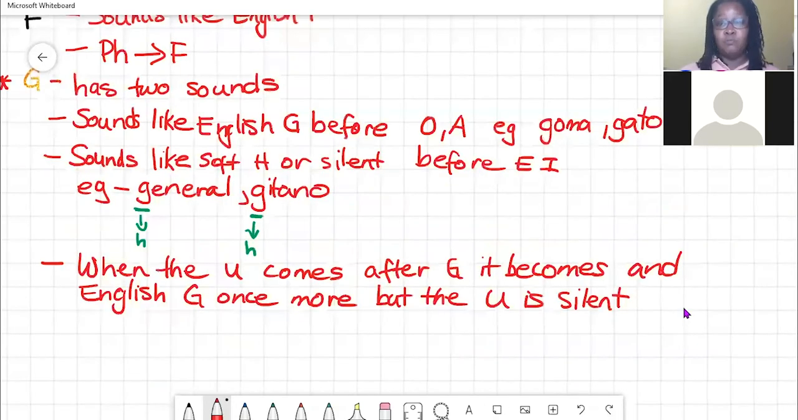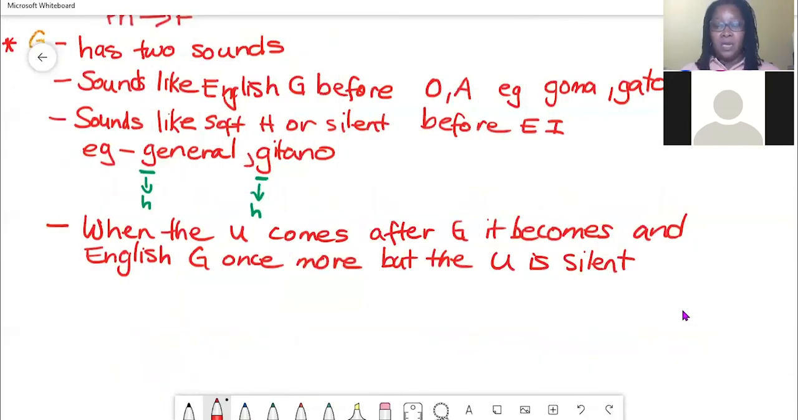So the U, I must point out, has to come between those two letters that G tends to be knocking heads with. So it has to come between the G and the E, or the G and the I. And so we have a word like yege. So you see the U coming in between the G and the E right there. And the G again is going to be sounding like a regular G. Yege. Yege. And so that takes care of the letter G.